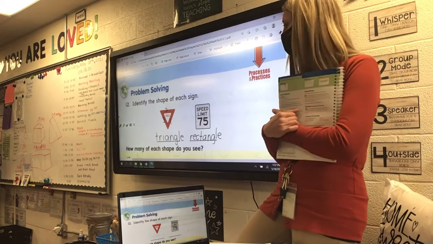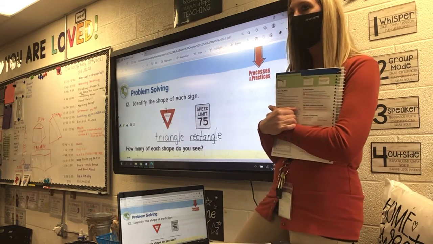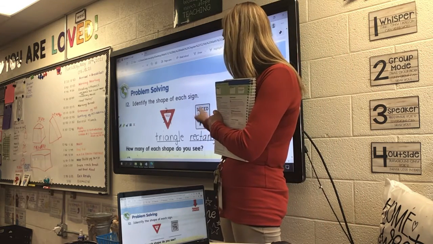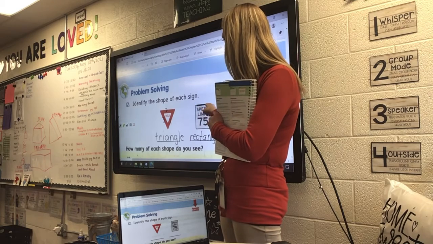Miss Murphy, I don't get it. What do you mean? That should be a square. No, because this side, I can tell, is longer than this side here. The bottom of it though.